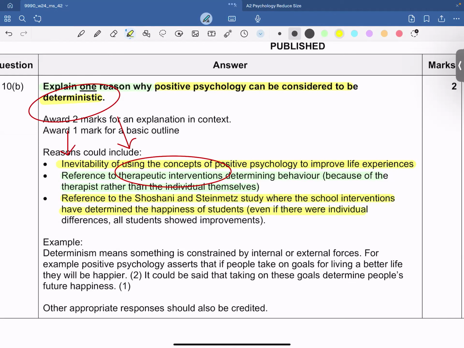Even if there were individual differences, all students did show some improvement. So again, this study by Shoshani and Steinmetz could be used as an example too. Now, determinism means something is controlled by internal or external factors. For example, positive psychology asserts that if people take on goals for living a better life, they will be happier. So, if you're writing this, you'd be able to score 2 marks. It could be said that taking on these goals determines people's future happiness. I hope this was helpful.